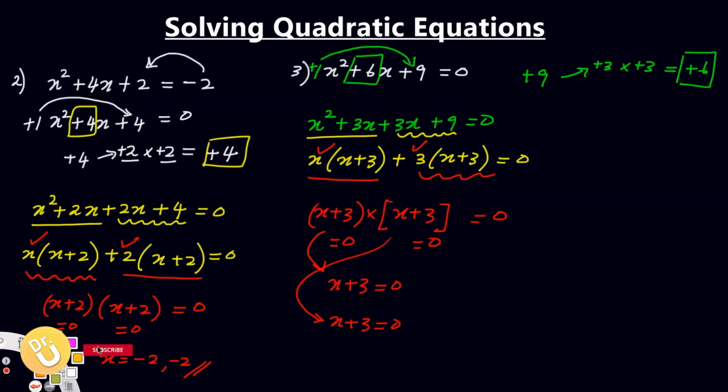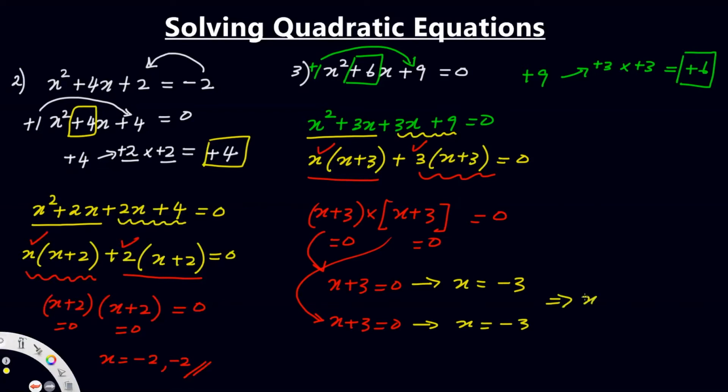Now from here we can say x is equal to -3, and from the second term also we can say x is equal to -3. Overall, x is equal to -3 and -3. Again, they are repeated roots.